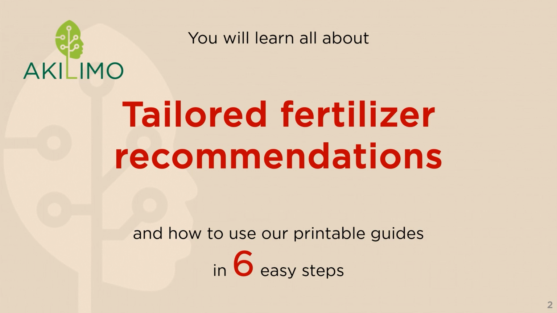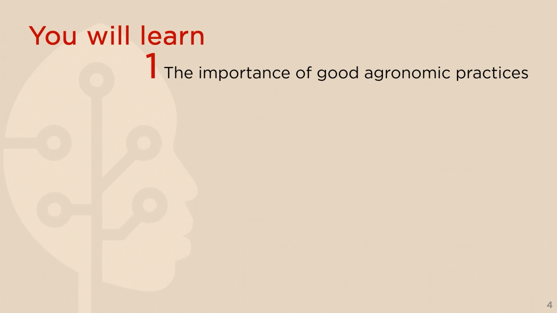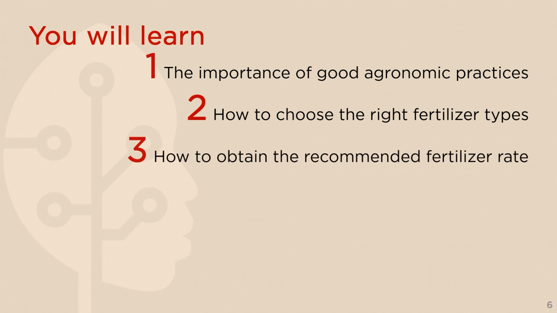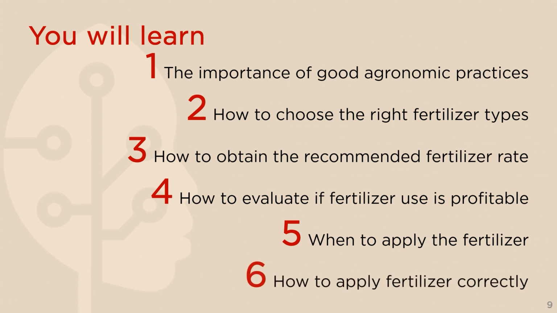In these 6 steps, you will learn: 1. The importance of good agronomic practices. 2. How to choose the right fertilizer types. 3. How to obtain the recommended fertilizer rate. 4. How to evaluate if fertilizer use is profitable. 5. When to apply the fertilizer. 6. How to apply fertilizer correctly.